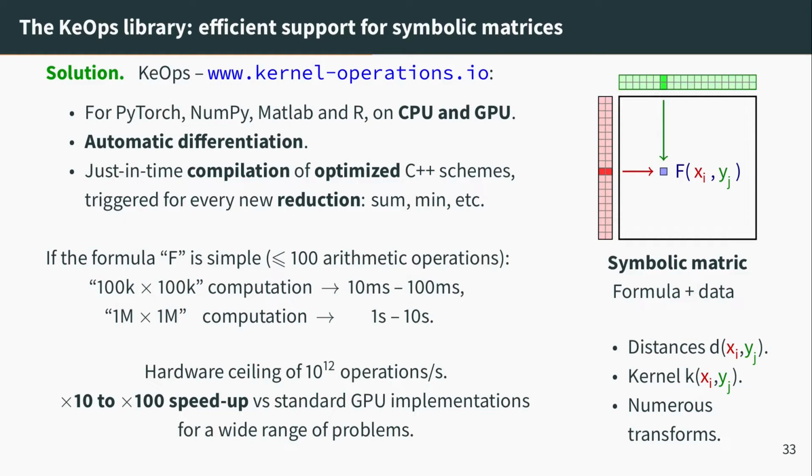And the orders of magnitude that you should have in mind is that if the formula F is simple, and by simple I mean less than 100 arithmetic operations, you should be able to work with a matrix that has 100,000 rows and 100,000 columns in 10 to 100 milliseconds, and a matrix that has 1 million rows and 1 million columns in 1 to 10 seconds.